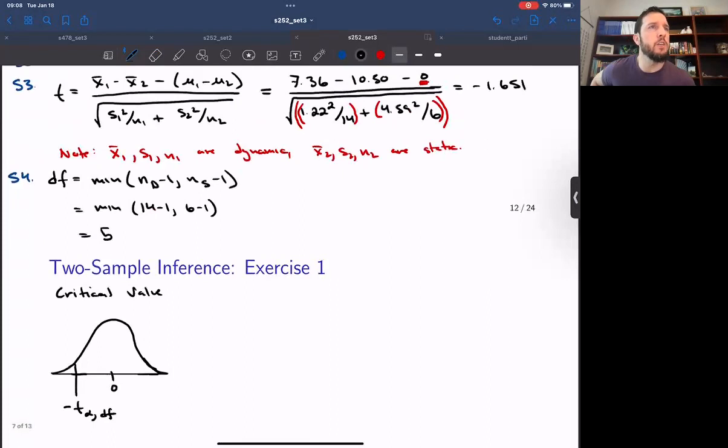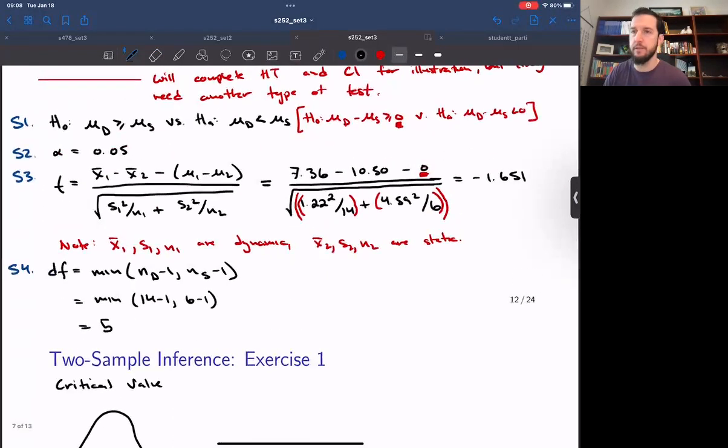Sorry, does that change the hypothesis at all? Does what change the hypothesis? No, it's a one-tail test by definition. So we have mu d less than mu s. That is a one-tail test.